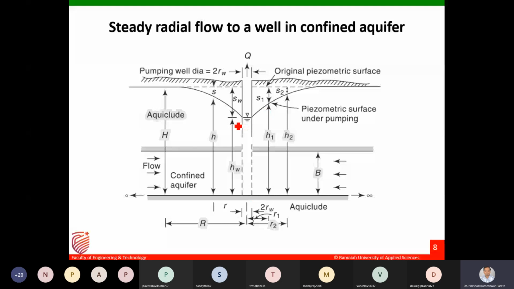And before pumping, our water level was at this particular level. So what level you can see? It is at this level before pumping. The radius of this well is RW. So that means the diameter is 2 times RW. So total water depth from the bottom of the aquifer, you should remember this is from the bottom of the aquifer, is H.